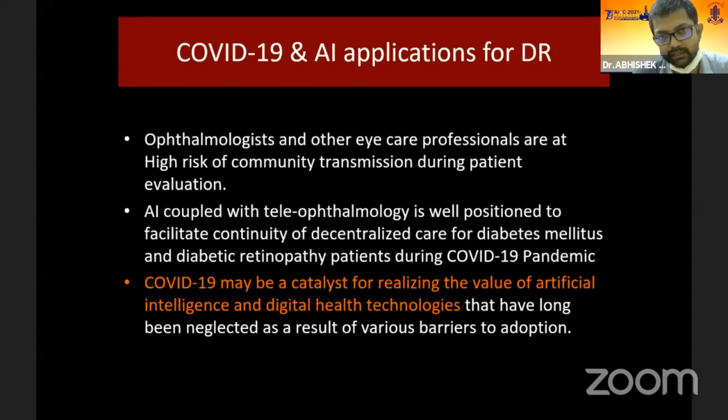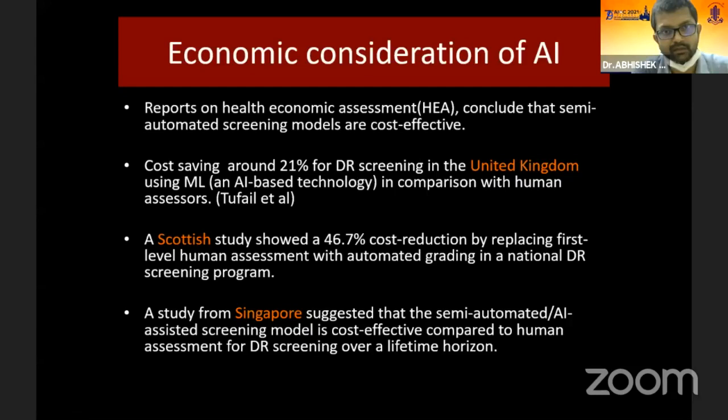With the advent of COVID-19, AI has become more pertinent. Ophthalmologists and other eye care professionals are at high risk of community transmission during patient evaluation. AI coupled with teleophthalmology is well positioned to facilitate continuity of decentralized care for diabetes mellitus and diabetic retinopathy patients during the COVID-19 pandemic. And in fact, COVID-19 may be a catalyst for realizing the value of artificial intelligence and digital health technologies that have long been neglected as a result of various barriers to adoption.